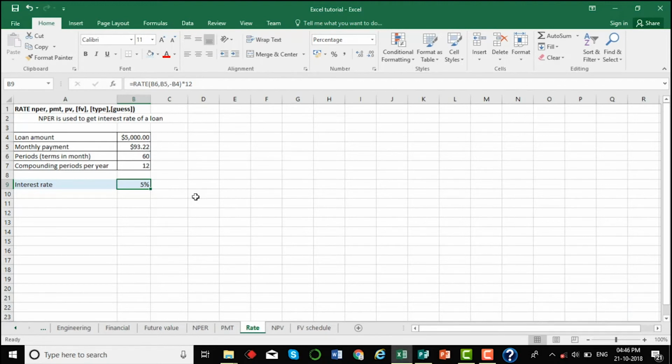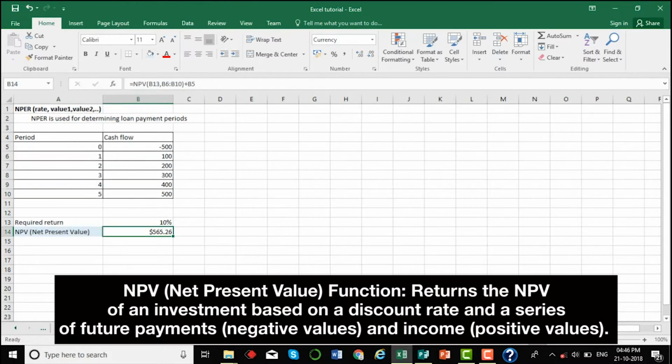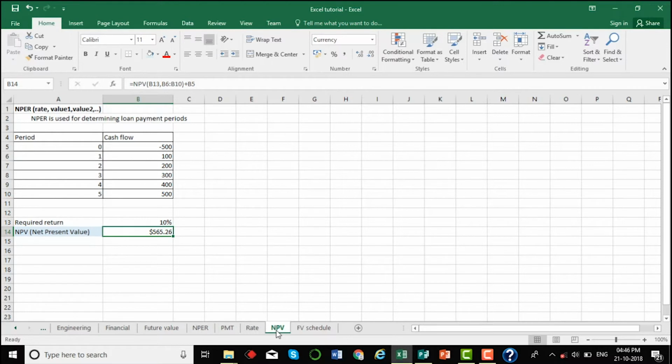Now let's move to the next function, which is NPV. NPV stands for Net Present Value. This function calculates the net present value of our investment using a discount rate and a series of future cash flows. These are my periods of payment, and these are the cash flows. And this is the discount rate. So using these, we have to calculate the net present value.